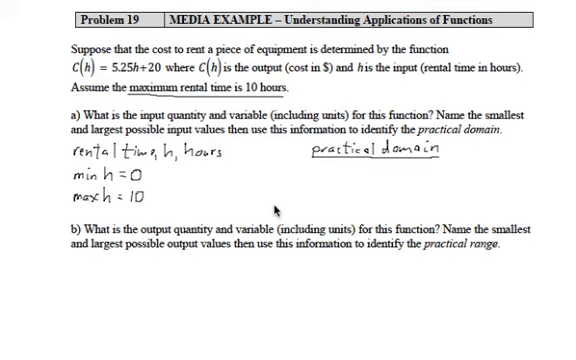So our practical domain, we write this way: 0 hours less than or equal to H less than or equal to 10 hours. This notation is called inequality notation, and you're going to see a lot of that in future examples.